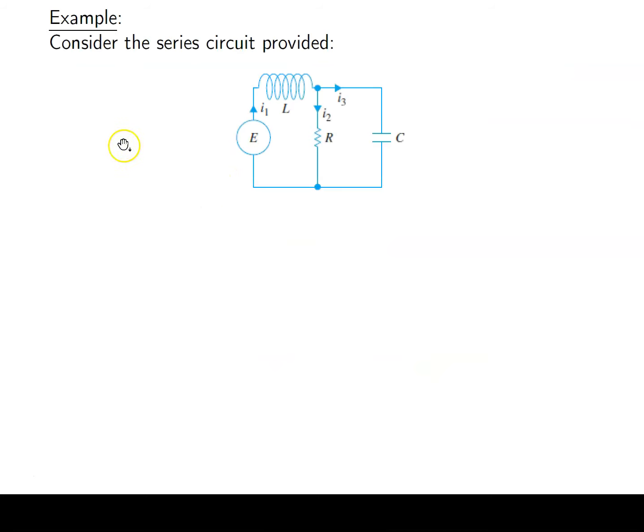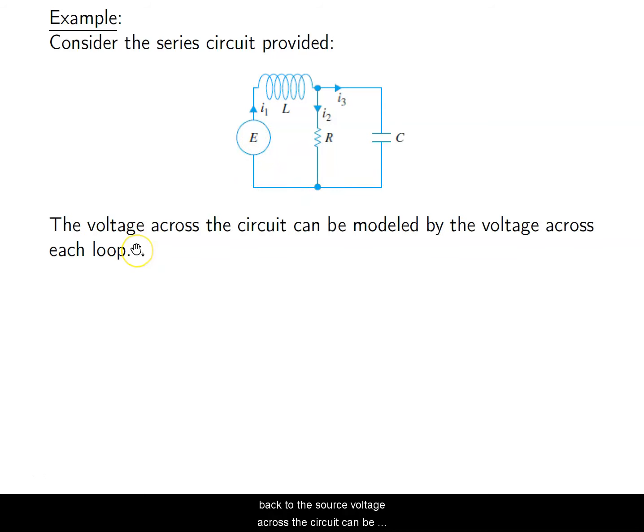Okay. So example, let's consider the series circuit that we have here. We have an LRC series. Here, this series is broken into parallel, right? So here we have the current goes through an inductor and then a resistor, but it splits here and it also goes across a capacitor before it comes back to the output source, right, or the input source.